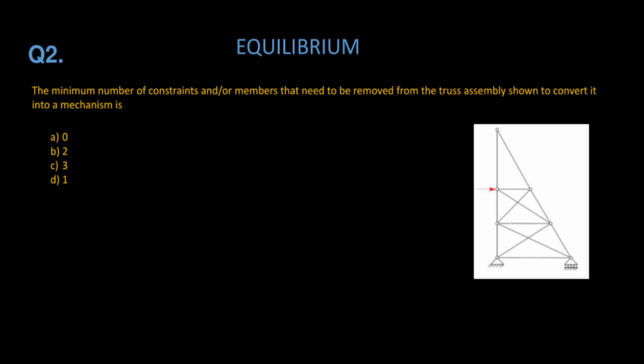Here, see the question carefully. What is asked in this question is the minimum number of restrictions, or we can say the members, that need to be removed from the truss assembly to convert it into a mechanism. See, a truss is used for load carrying.